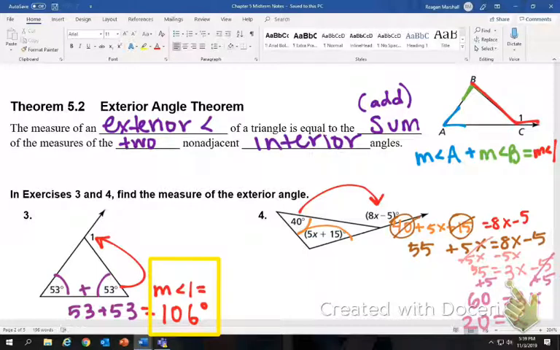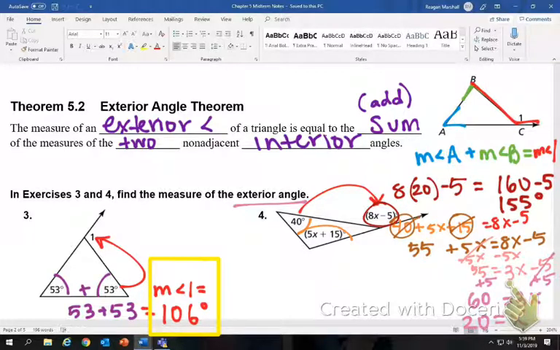It did not ask me what x was. It asked me the measure of the exterior angle. So that's what we're going to plug it in, into the exterior. So 8 times 20 minus 5. 8 times 20 is 160, minus 5 is 155 degrees.